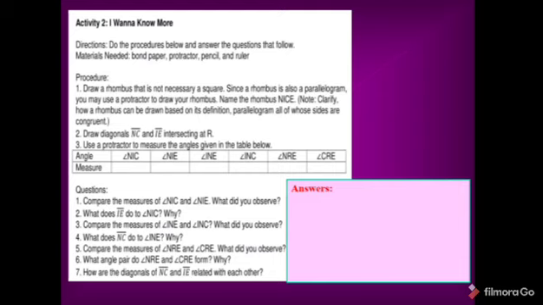Good. Number 3, use a protractor to measure the angles given in the table below. We have the measure of angle NIC, measure of angle NIE, measure of angle INE, measure of angle INC, measure of angle NRE, and measure of angle CRE. 10 seconds.